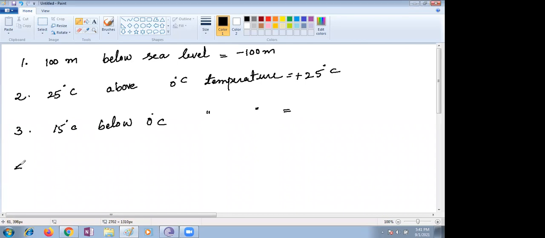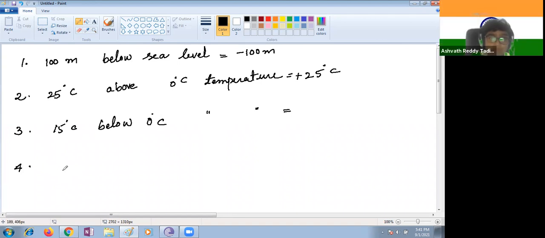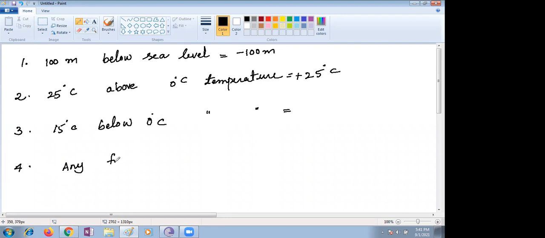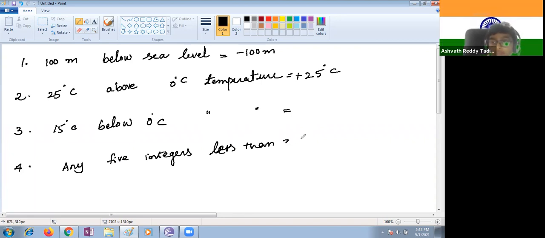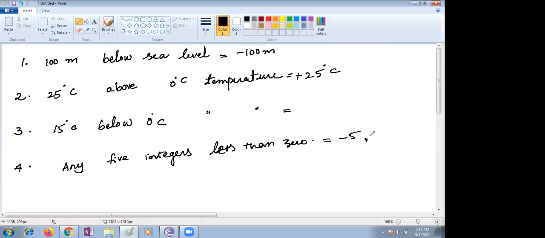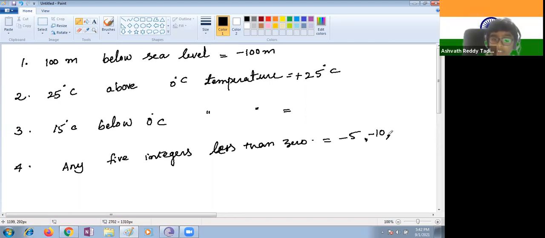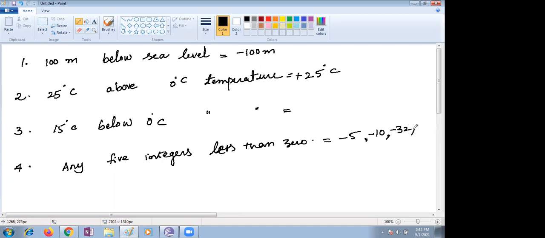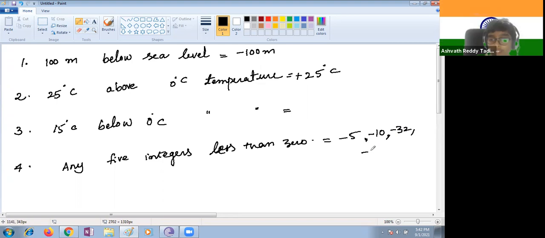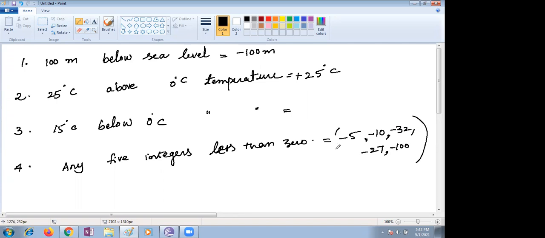Next, fourth question to Ashwath Reddy. Five integers less than 0. Negative 5, okay. Negative 10, very good. Negative 32, wonderful. Negative 27, good. And negative 100. Infinite, anything you can take. Very good, negative infinite.